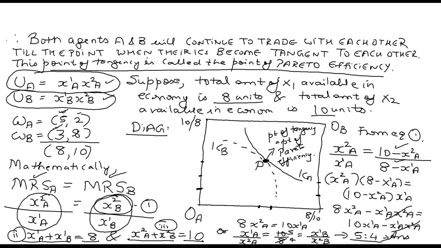Cross multiplying and solving, we get x1a by x2a as 10 by 8, which is 5 by 4. And from equation 1, x1a by x2a is equal to x1b by x2b. I can take the reciprocal, so x1a by x2a is exactly equal to x1b by x2b, just taking the reciprocal of equation 1. That means x1a by x2a is equal to x1b by x2b, which is equal to 10 by 8, which is 5 by 4. That means both the agents will consume the goods in the ratio of 5:4.